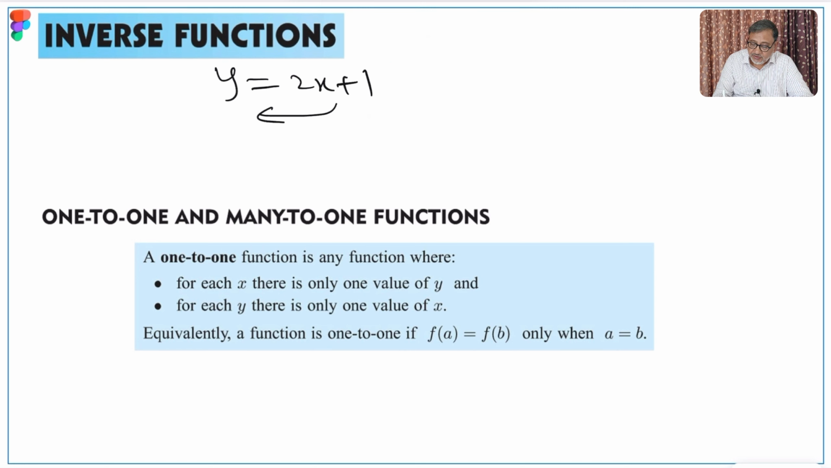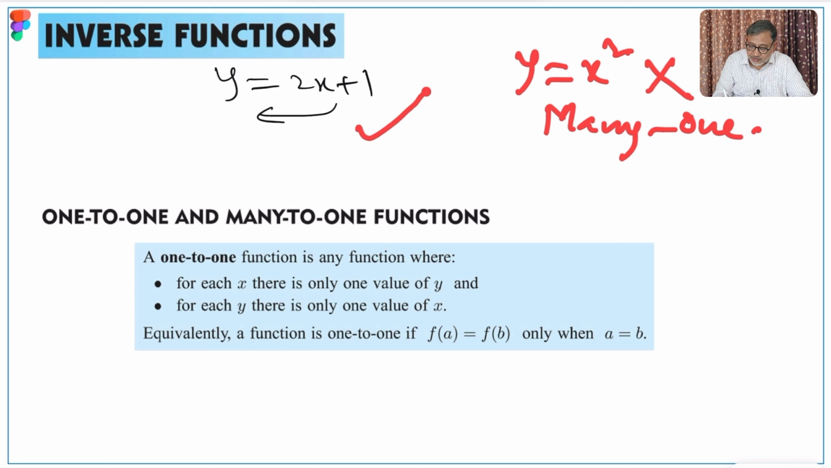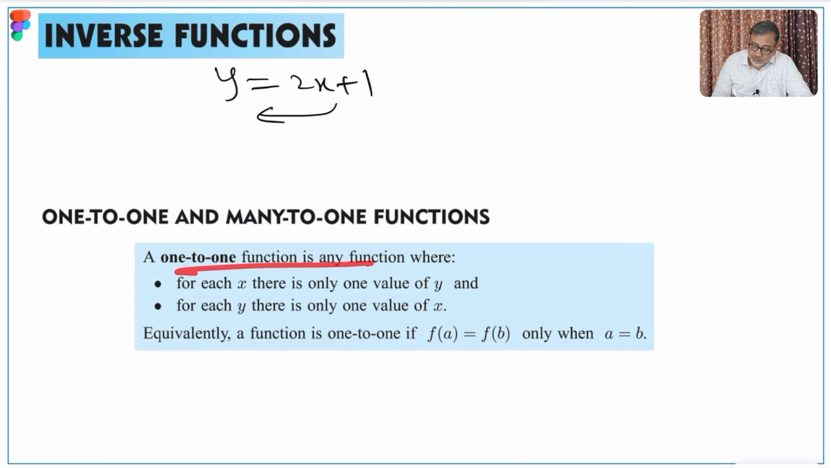But if you have a function like y is equal to x square, then it is many to 1, and we cannot find inverse of this function. Okay, we can find for this, but we cannot find for that. So 1 to 1 function, which one? For each x there is only one y value, and for each y there is only one x value. So there should not be more than one y value for the same x value, or more than one x value for the same y value. Equivalently, a function is 1 to 1 if f of a is equal to f of b only when a is equal to b.